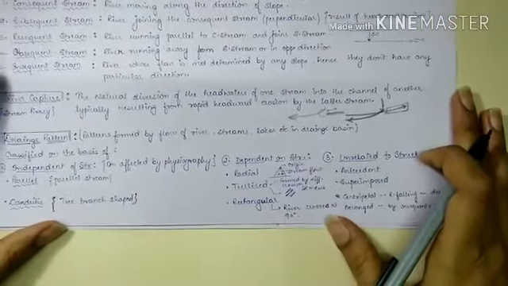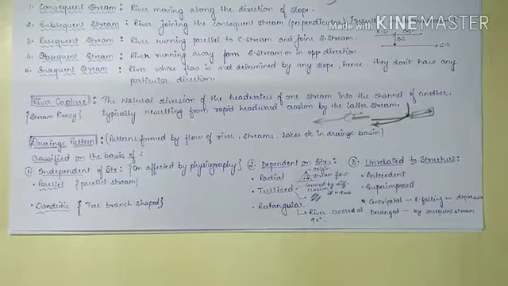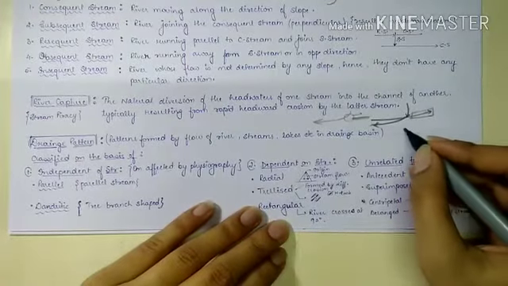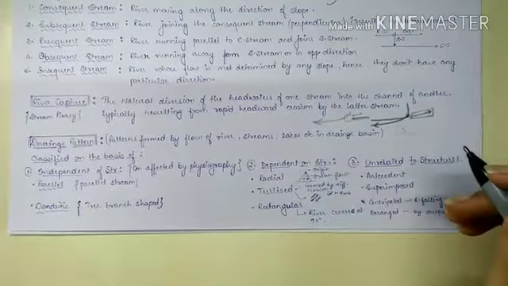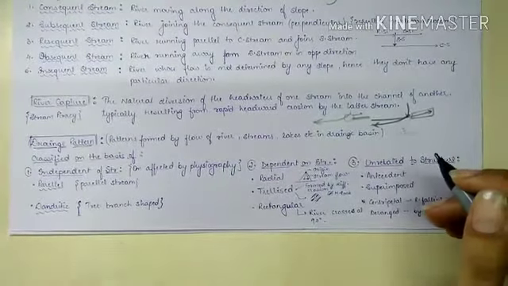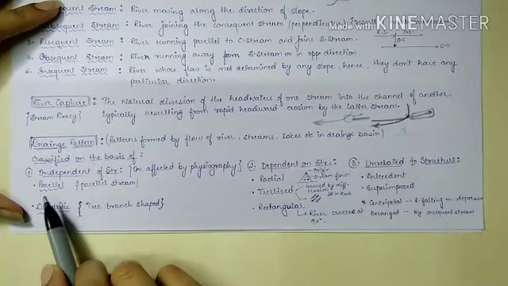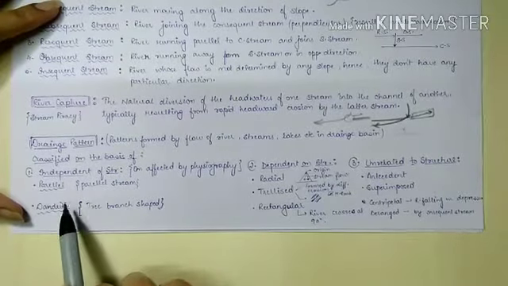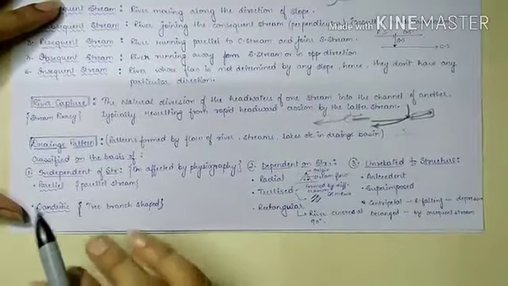Now we will look into the main drainage patterns. The drainage patterns are formed by the flow of rivers and streams in the drainage basin. The pattern in which rivers flow is known as drainage pattern. We can classify drainage patterns on the following basis. First is independent of structure. These are not affected by any physiography.